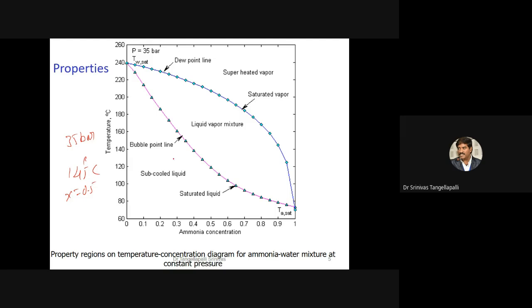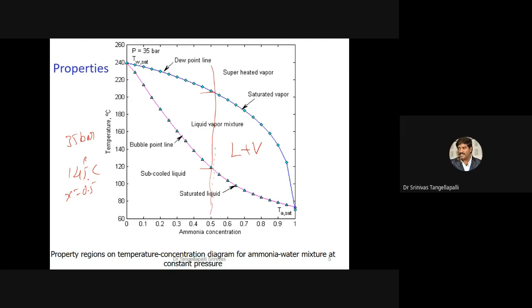There are 5 regions here. At 35 bar, 145 degrees centigrade and 0.5 concentration, how does that mixture look? Is it liquid or vapor or mixture? How can you say? Draw a vertical line at 0.5. And where is 145? It is above 120 and below 220 or 215. Obviously, you can say your answer is liquid plus vapor. Got it?